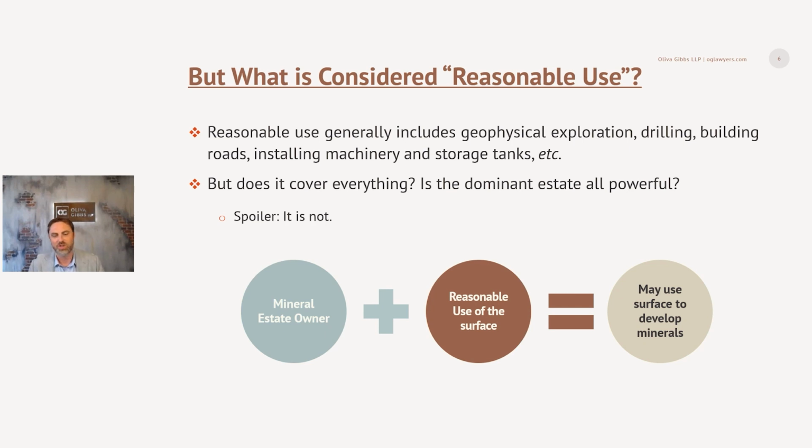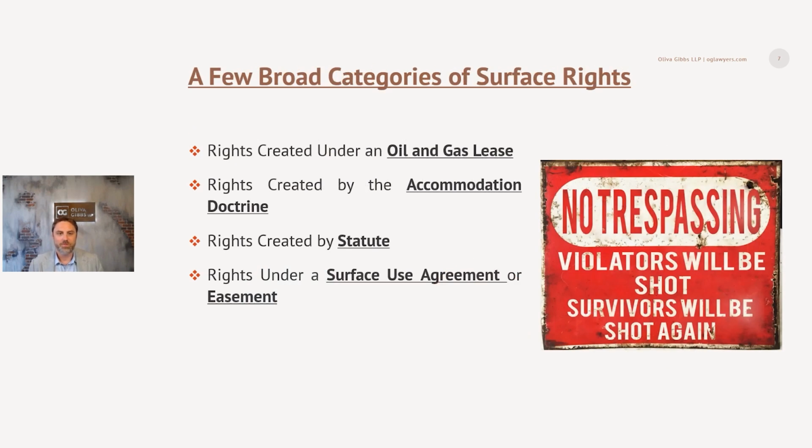But the question becomes, okay, then does it cover everything? Is this dominant estate truly dominant or all powerful? And as a spoiler, it is not. So there are a few broad categories of surface rights that I'm going to be talking about today. The first are rights created under an oil and gas lease. This is often the first place you want to look when it comes to how much leeway you have to use the surface for certain proposed operations.